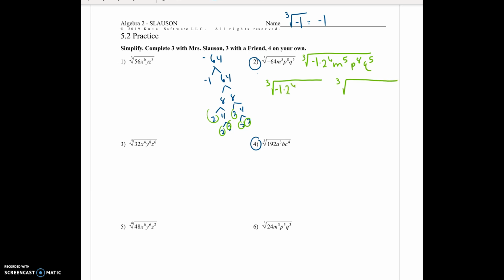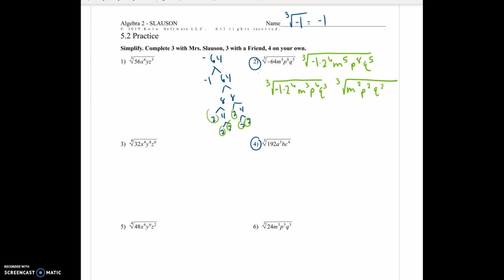All of the 2's can go in there. Of my 5 M's, 3 can go in and 2 don't. Of my 8 P's, 6 can go in, but 2 cannot. And of my 5 Q's, 3 can go in and 2 cannot.